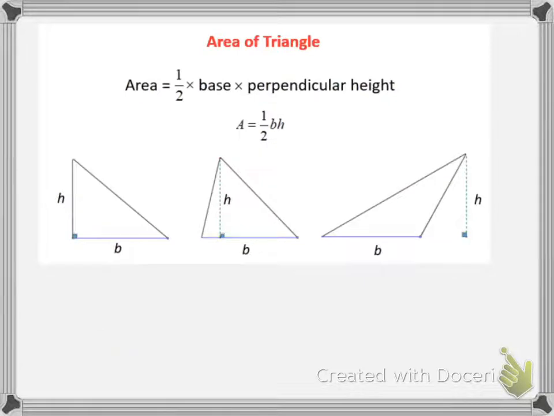All right, so area of a triangle is 1/2 base times height. And that's how most formulas will show it. You can also say base times height divided by 2, depending on how you've been taught in the past.